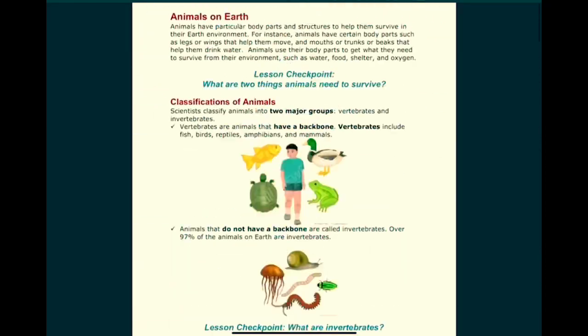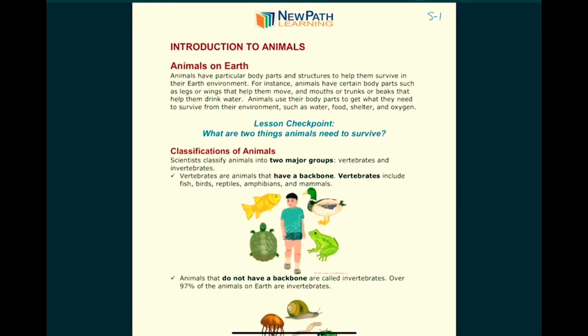Okay, this week's topic is Introduction to Animals. You guys already know plenty about animals, so it's not really an introduction, but the topic is animals. Animals on Earth. Animals have particular body parts and structures to help them survive in their Earth environment. For instance, animals have certain body parts such as legs or wings that help them move, and mouths or trunks or beaks that help them drink water. Animals use their body parts to get what they need to survive from their environment, such as water, food, shelter, and oxygen.